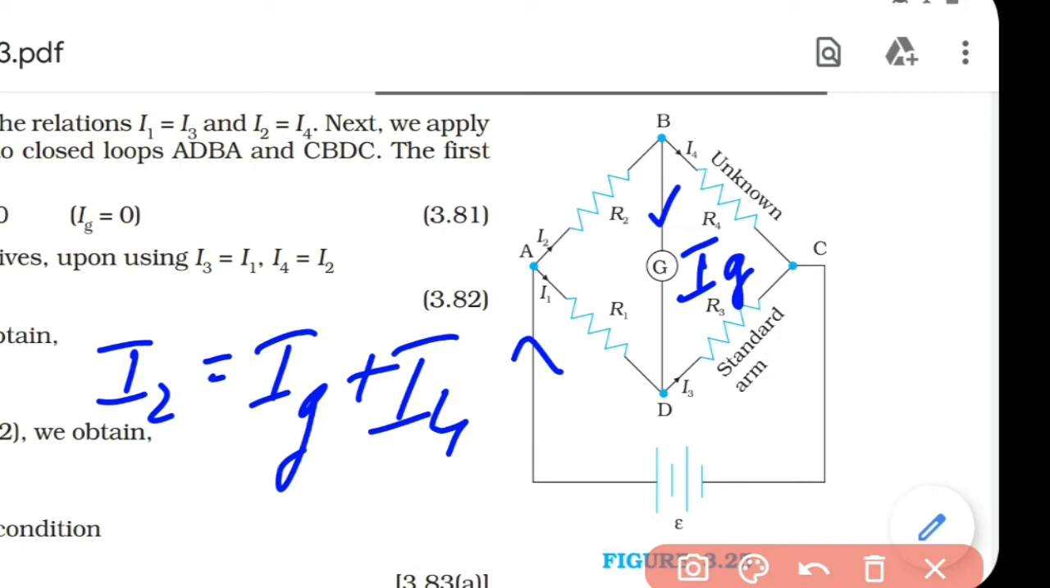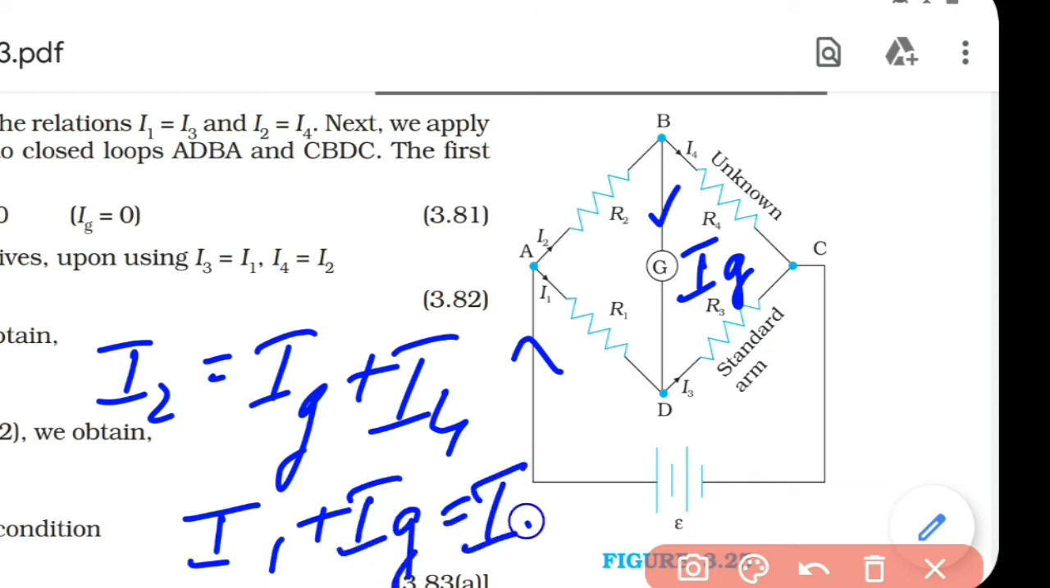Similarly, current flowing through R1, on reaching the junction D, flows through I3, that means it flows through R3, but it is combined with the current from the galvanometer. So at the junction D we can write I1 plus IG will be equal to I3. These are the equations which we can write from the diagram, because the current is getting split like that. So current through R4 is I4 and current through R3 is I3, and I3 is equal to I1 plus IG. That's the equation.